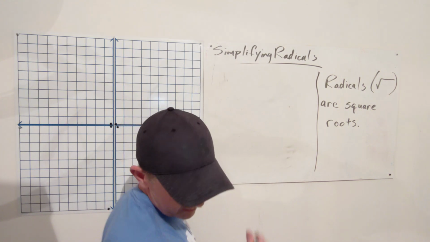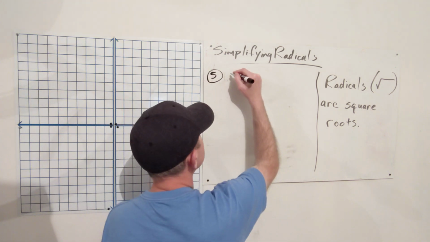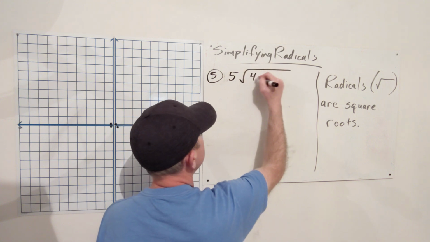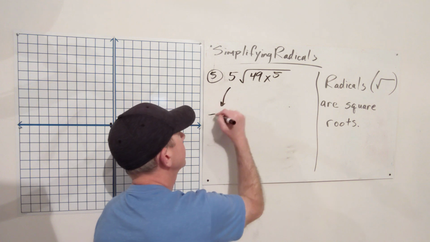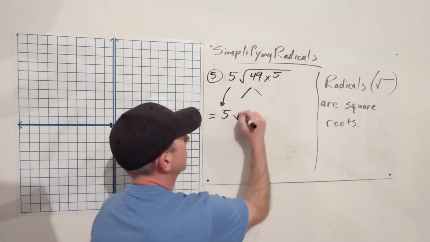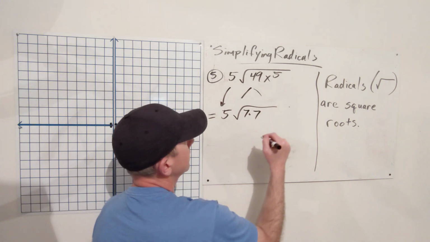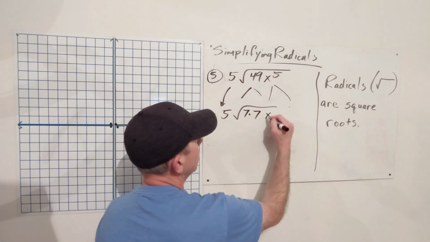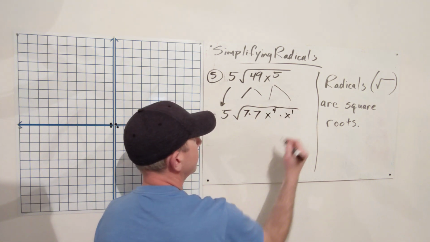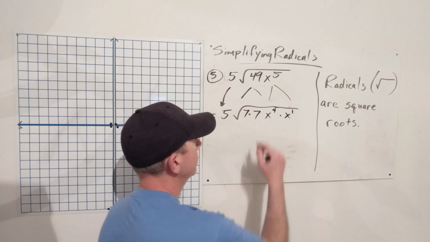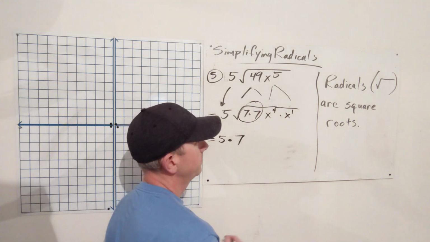Last one here. We've got a combination of everything we've done so far. We've got 5 radical 49 x to the 5th. So the 5 is going to stay out here. 49, I can break into 7 and 7. Then x to the 5th, I'm going to go one lower, x to the 4th. I still have an x to the 1st out there. So there's my breakdown. I've got a pair of 7's, so we get 5 times 7.